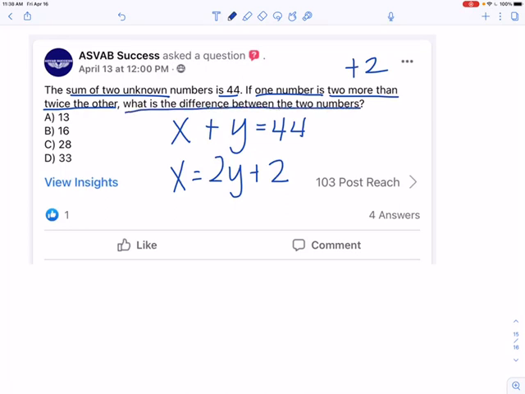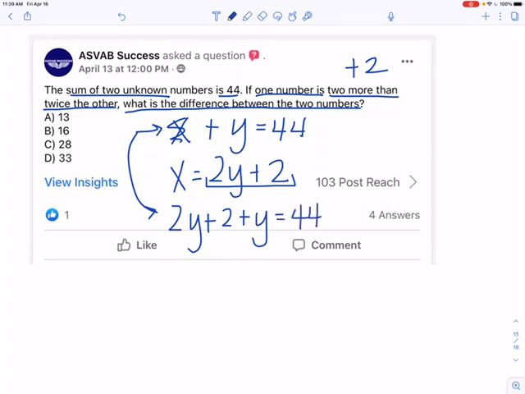So let's first solve for these two, because it's asking us for the difference, which means we'll have to subtract them. But first, let's solve for each of them. Here, once again, we can do substitution. Wherever I see x here, I can replace it with 2y plus 2. So I'm going to rewrite this one. 2y plus 2 plus y equals 44. 2y plus y gives me 3y plus 2 equals 44. So I'm simplifying it. Now I'm getting rid of that 2.